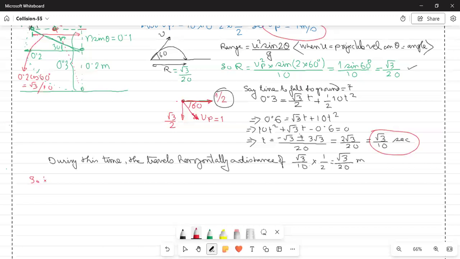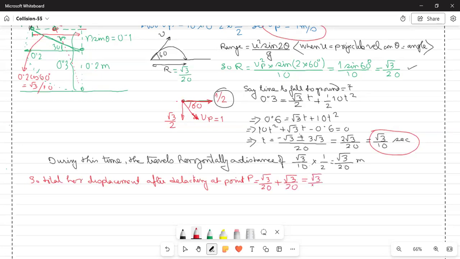So the horizontal displacement, we can write, after detaching at point P, is equal to root 3 by 20 plus another root 3 by 20, is equal to root 3 by 10 meter.